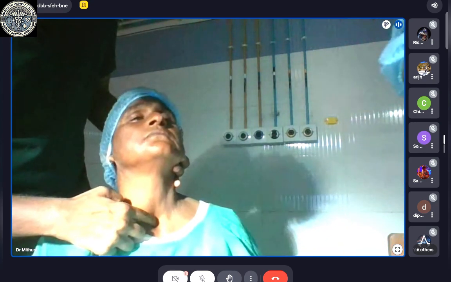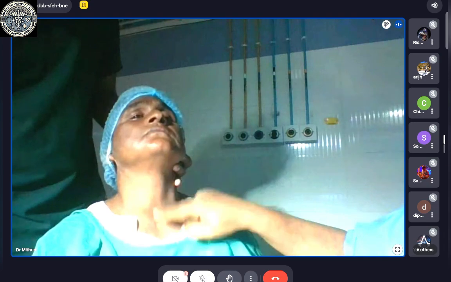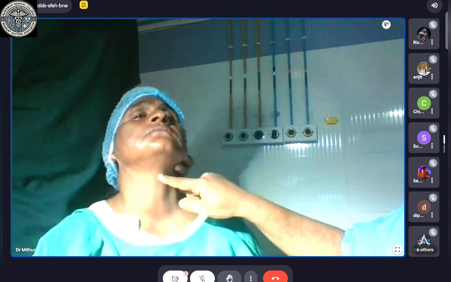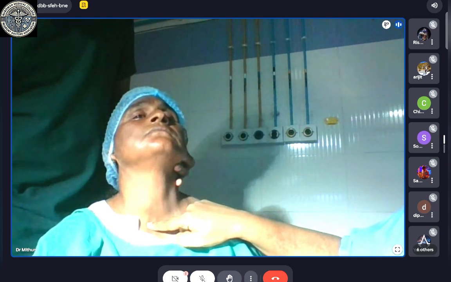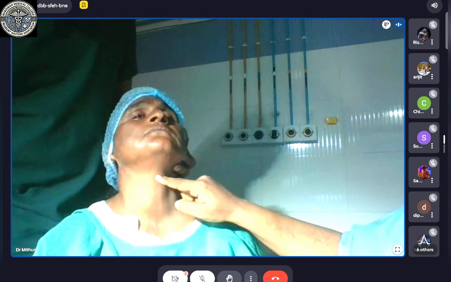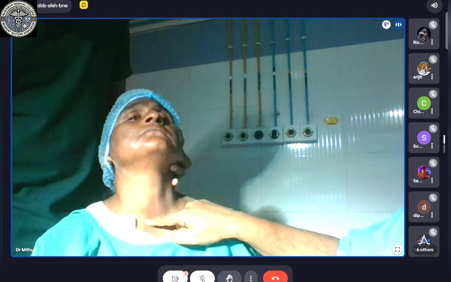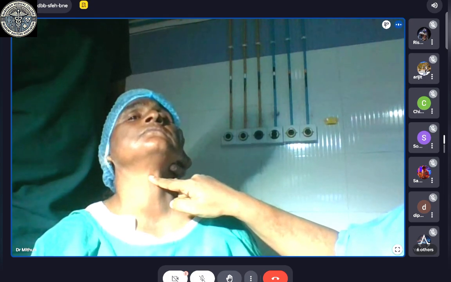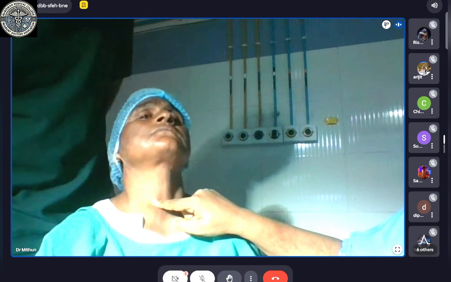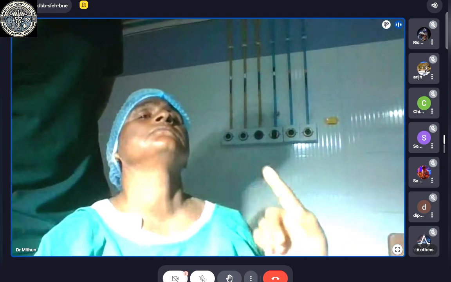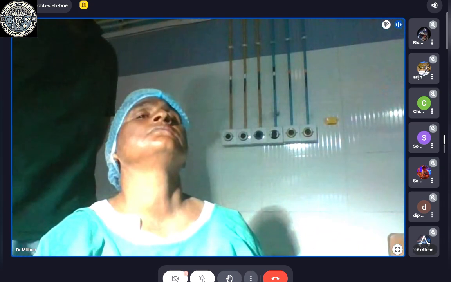So what are the two fixed landmarks? One is the Adam's apple, one is the suprasternal notch. So trachea ideally should lie along this line. So what are the landmarks? The Adam's apple and the suprasternal notch. The line joining the two indicates the trachea. So these are the tracheal rings. The first, second, and the third and fourth tracheal rings.